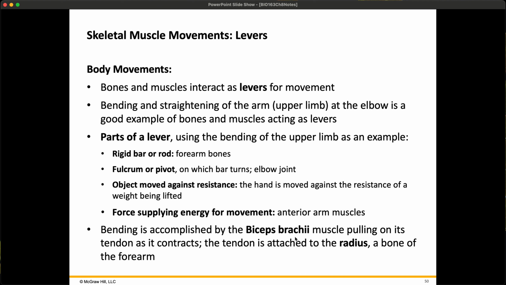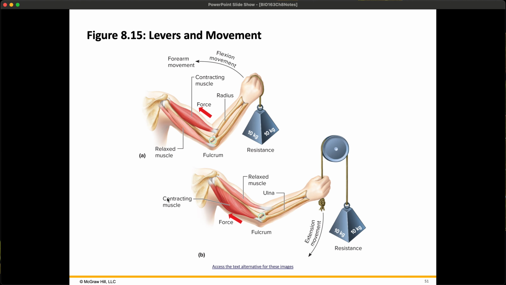As the biceps brachii contracts, it pulls on its inserted tendon in the radius, and that then flexes the elbow and causes the hand to be moved against resistance. Resistance being gravity, right? Just the weight of the hand and gravity. So here you can see that action happening. You have your biceps brachii contracting, generating force. The elbow acts as the fulcrum, and then the hand is the resistance.